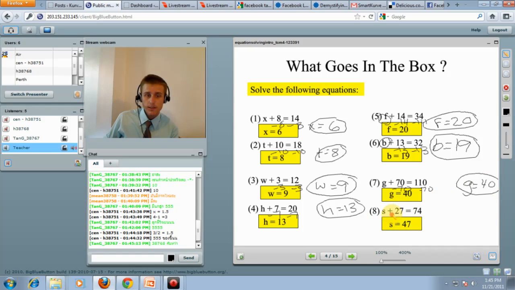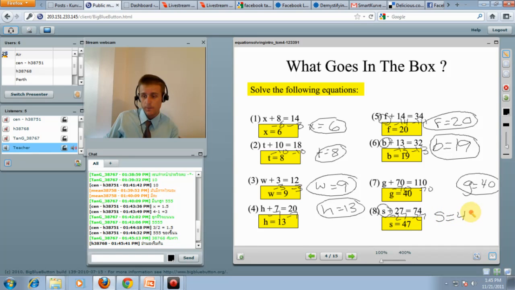And so in number 8, same thing. We're simply subtracting 27 from both sides to get the S by itself. S equals 47.